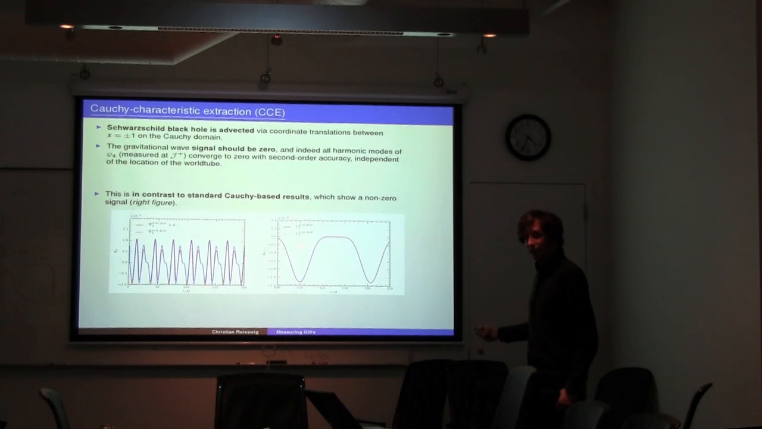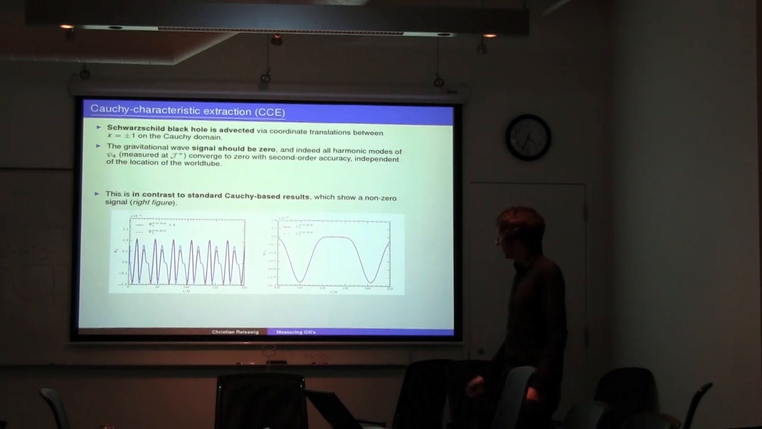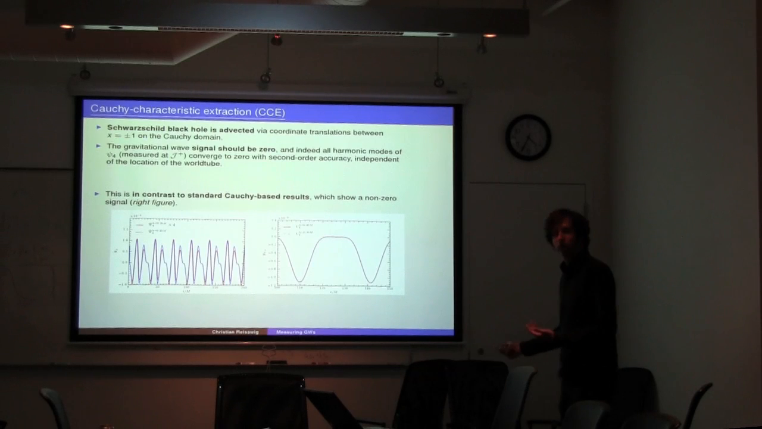The thing here is that at Scri we always measure r psi 4, whereas here we have just psi 4, and if we have an extraction radius of 100 M or so, we have to divide the amplitude by this essentially.